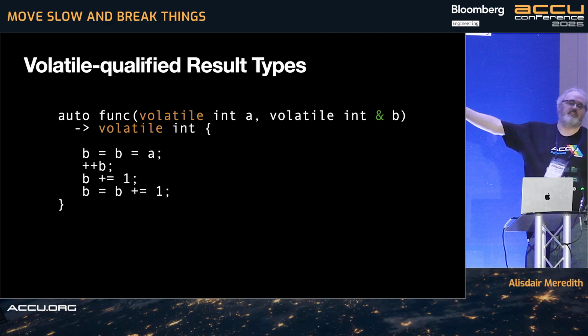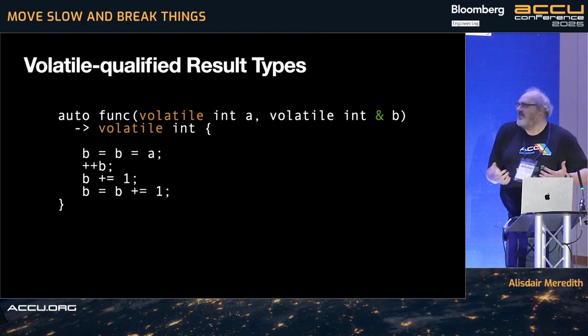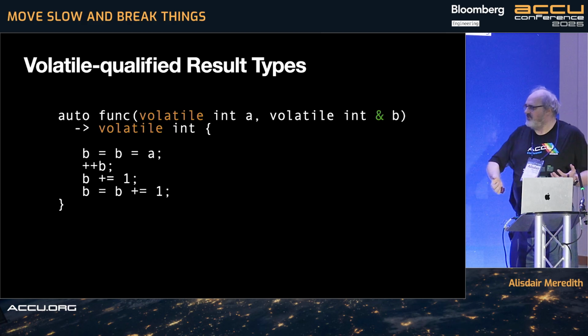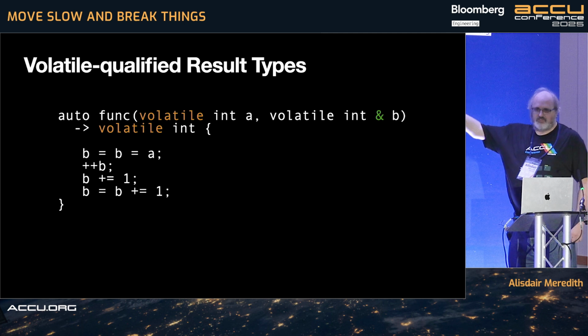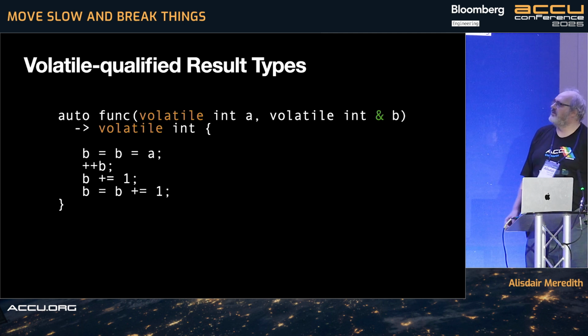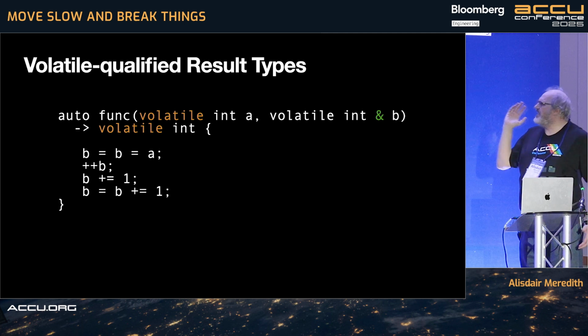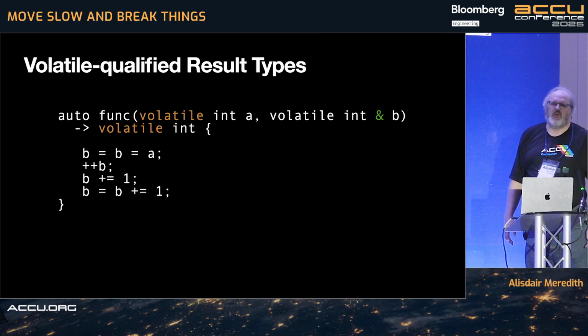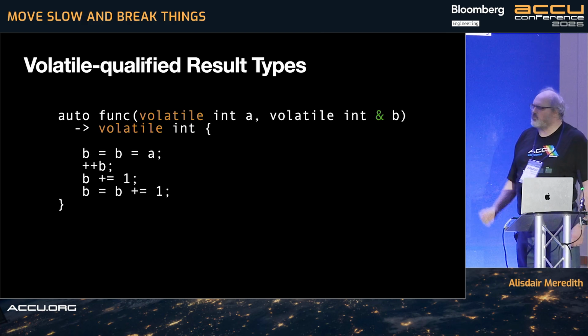Similarly, the return value can't be volatile in practice. So again, this will now become ill-formed in the new version of the language. It's been deprecated since C++20. I think it might have been 17, but I think it's 20.